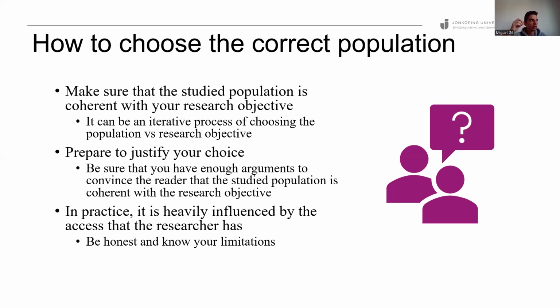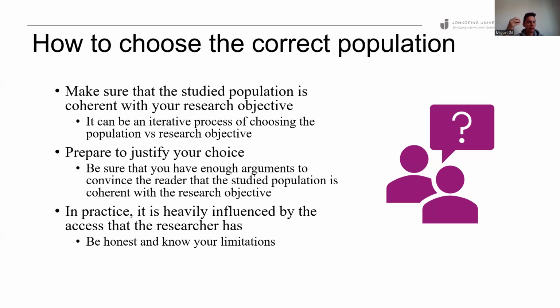Then the next thing is that although maybe for you it is clear, like my research problem aims to understand accountants in Sweden, you still need to justify when you write why this population fits with the research problem. And then in the end, we already discussed in the research topic lecture, the accessibility of the data will also guide you where to go and where not to go.